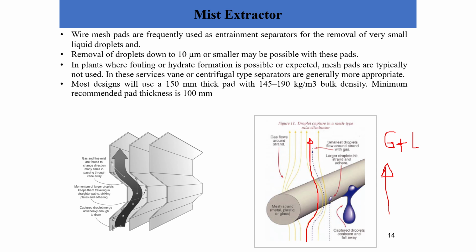And what will happen to the water droplet? The water droplet will move up slowly with the gas stream, but when it hits the surface of the mesh, so the water droplet will move up, and when it hits the mesh, it will stick to that mesh and it will start to accumulate on that mesh, and after a certain period of time, several water droplets will also accumulate on the surface.